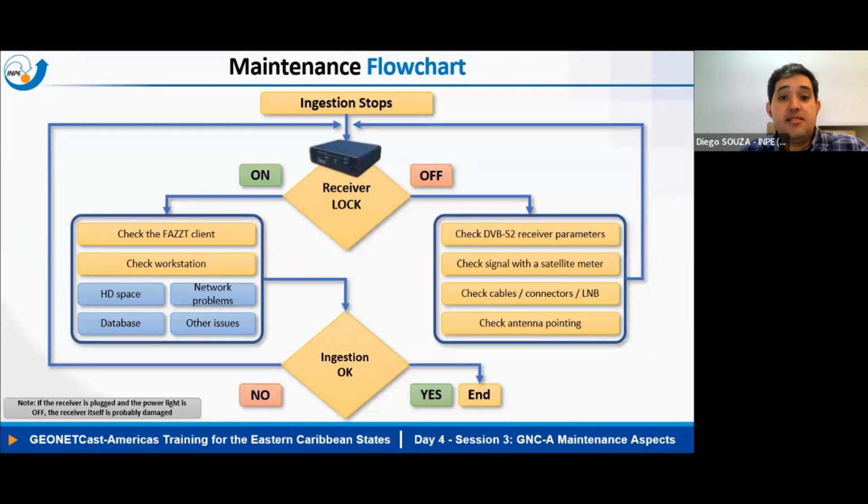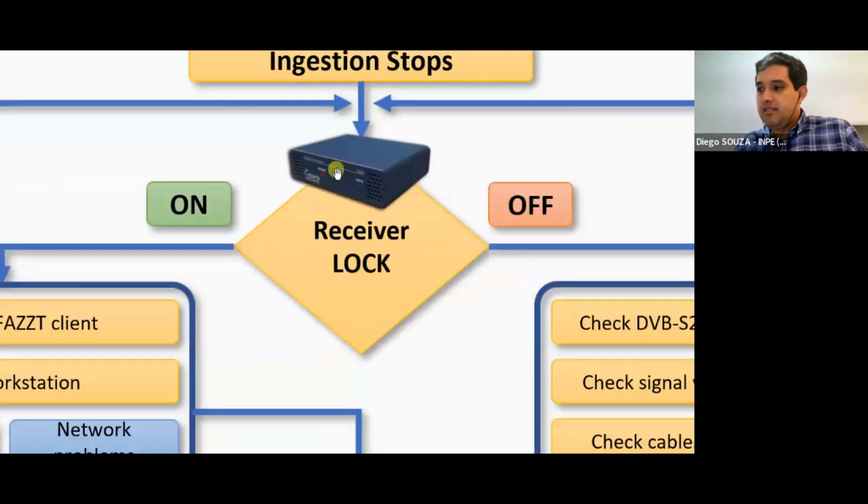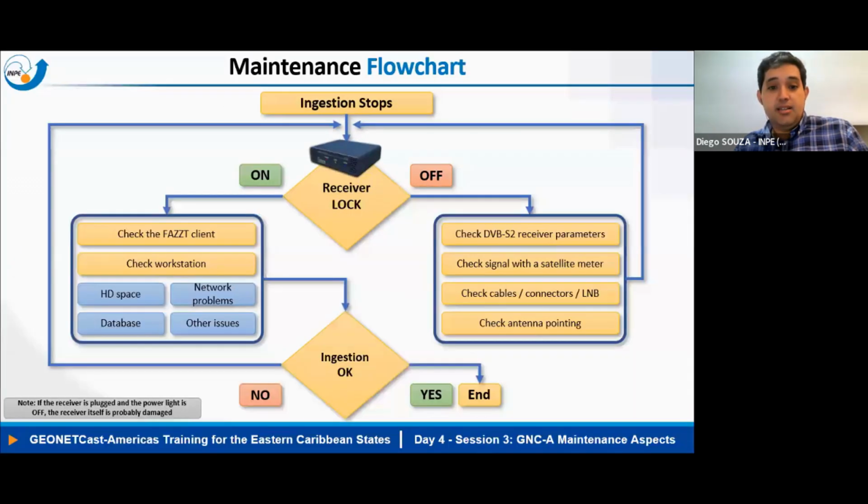And this is a suggested flow chart, so we have an idea of what to do in each possible situation, okay? And as you see here, when you notice a problem, the first equipment you should check is the DVB-S2 receiver, because as we mentioned on the third day, the receiver has three LEDs, or three lights, indicating its status: the power light here, the lock light, and the data light. And the status of the data light or the lock light will determine what we should do, okay?